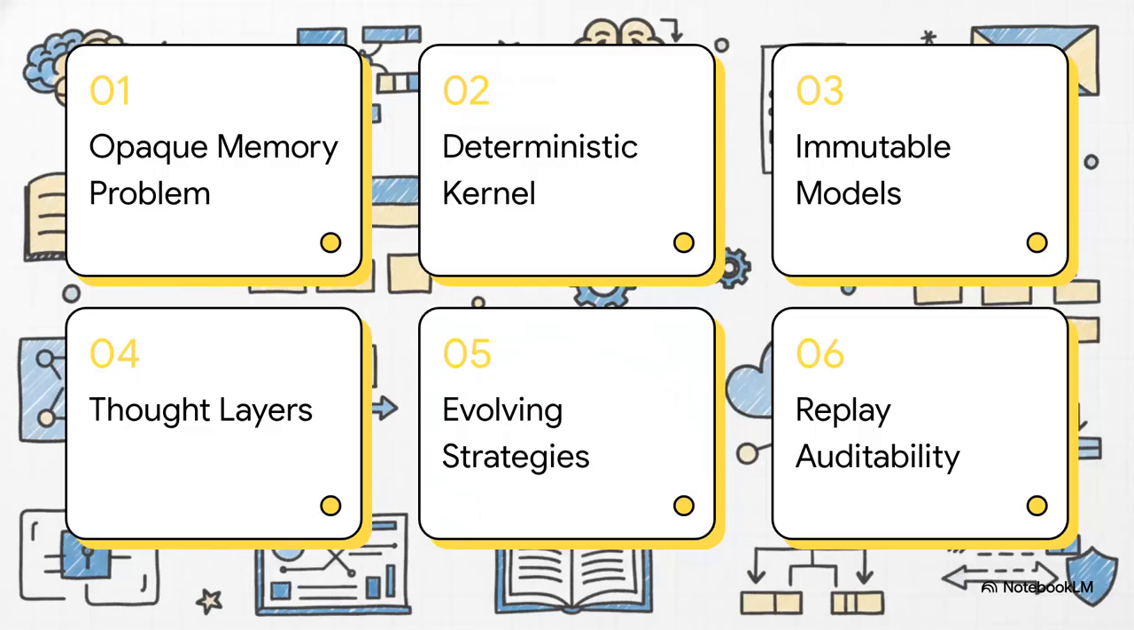Here's a quick look at our roadmap. We'll start with the opaque memory problem, dive into the deterministic kernel architecture, look at initializing immutable models, categorize the thought layers, cover evolving memory strategies, and wrap up with replay-safe auditability. Let's get right into it.